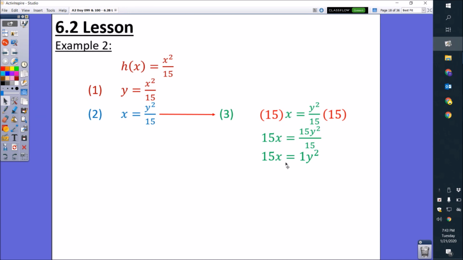So we have 15x equals 1y squared. Now, I don't have to worry about dividing by 1. Again, the 1 can become invisible and you're just left with the y squared. So again, I don't have to worry about dividing by 1. If it's 1 or positive 1, then so far I'm good. So basically, if it's 1y squared, it's the same thing as y squared.